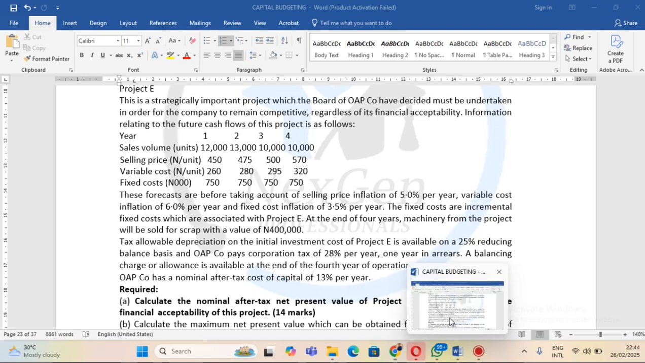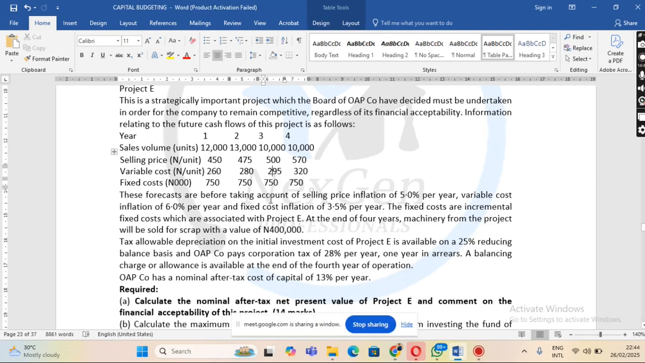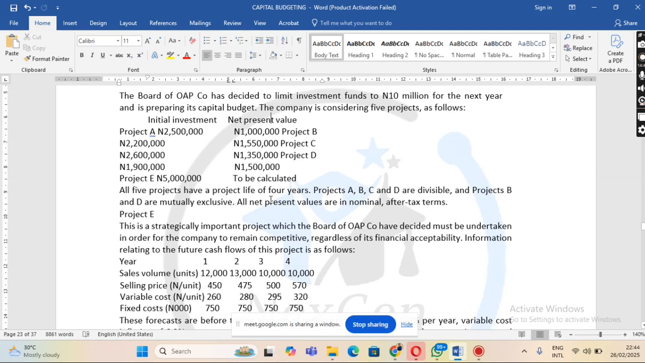I think there is a typo error. The first one should be A, then B, the third one C, and then this last one will be D. Yes, this 1.5 here should be D, because project A is 2 million, which goes with the net present value. All that's still assumption. That's fine.